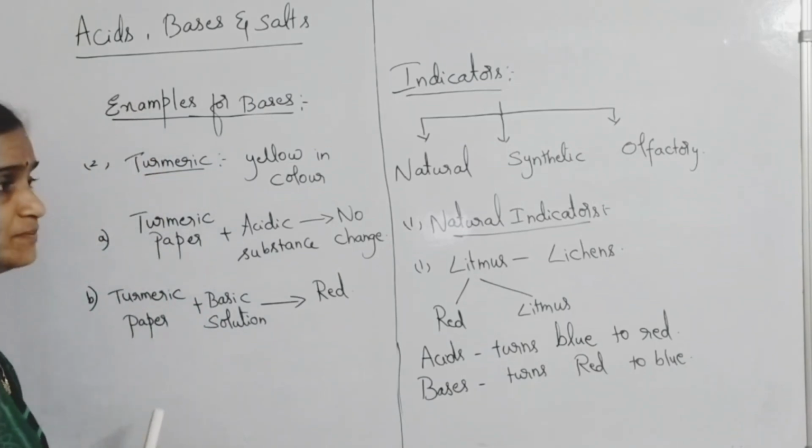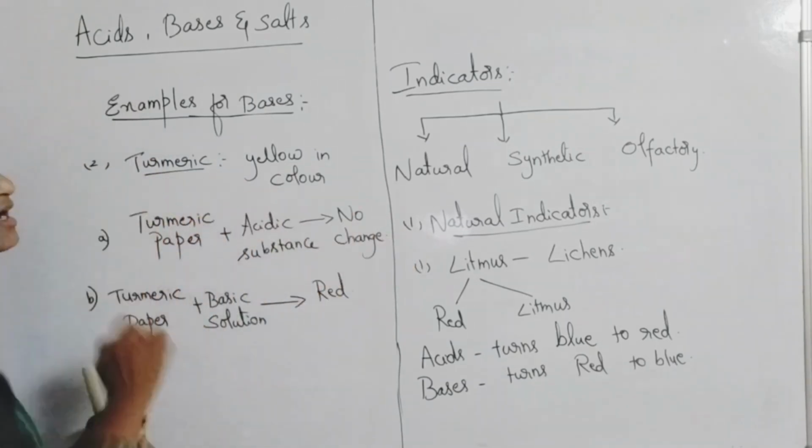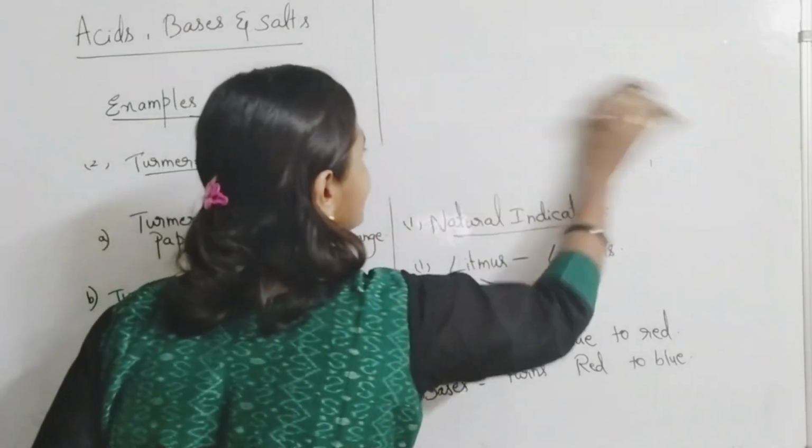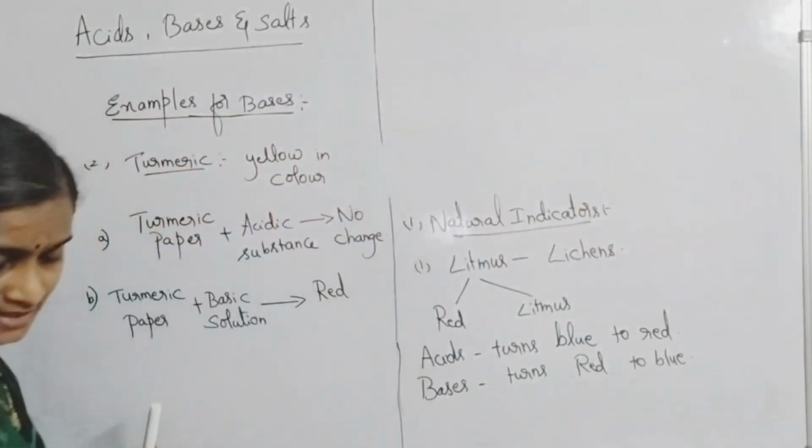So the second type of natural indicator is turmeric. And then the third example for natural indicators, example 3.